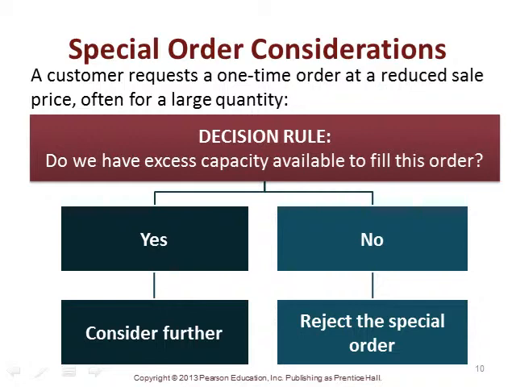So the first decision rule is, do we have excess capacity available to fill the order? That means, are we not producing at 100% and selling at 100%, or do we have the capability and the resource in our process to produce extra capacity to fill the order? If yes, we might consider it further. If no, we'll reject the special order, because why would we give a customer a price break, to be frank about it? Why would we offer a price break if we're making and selling all that we can make and sell right now?